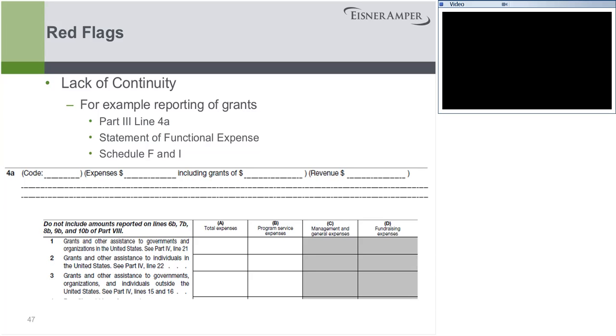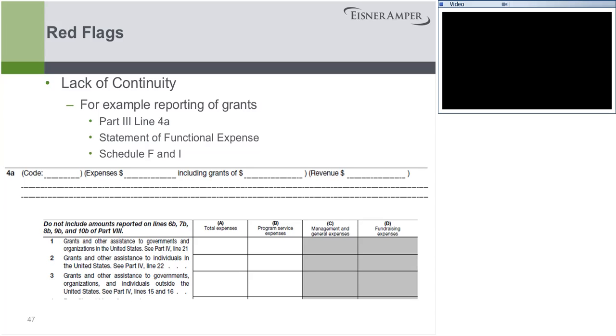The only time that you're required to use a code within this form right now is on page 9, if you have an activity that's in the UBIT column, unrelated business income tax. If you have something in that column, you have to use a code to describe the activity. That's the only time it's required. Then expenses, including grants of, this often gets very confused.